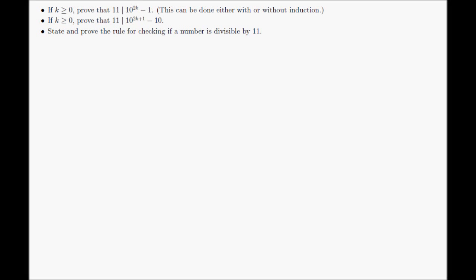Let's now take a look at this review problem. If k is greater than or equal to 0, prove that 11 is a factor of 10 to the 2k minus 1. This can be done either with or without induction, and we will ultimately use this to prove the rule for checking a number is divisible by 11.